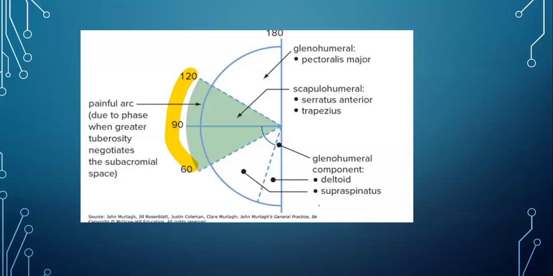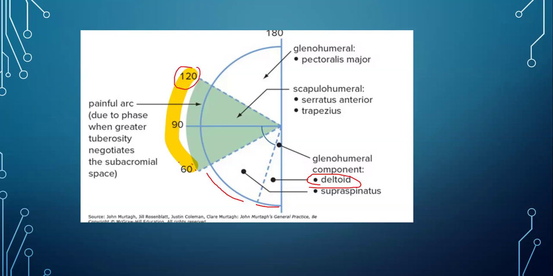Now, when we see a patient who is having difficulty with abduction of the shoulder, we want to find out what has caused this problem. Now, if you look over here, the initial 15 degrees is done by the deltoid muscle, and then from 15 to 60 degrees, that's done by the supraspinatus muscle.